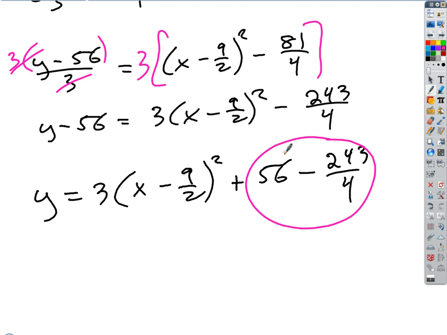So what are we going to get? What is that? 424 minus 443, so 19, minus 19 fourths. So all this would just become minus 19 fourths.